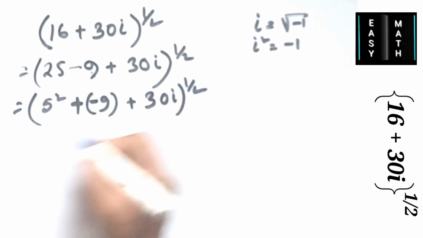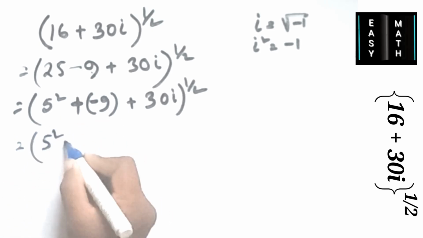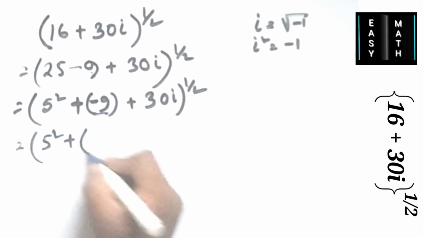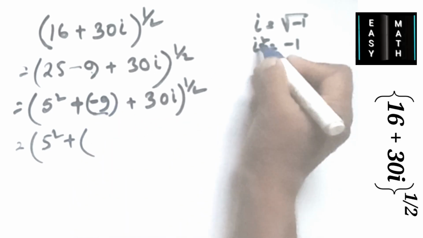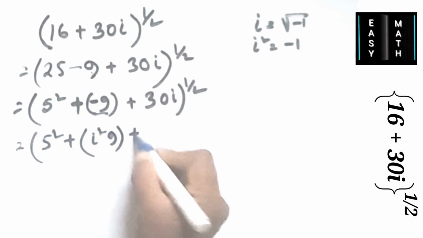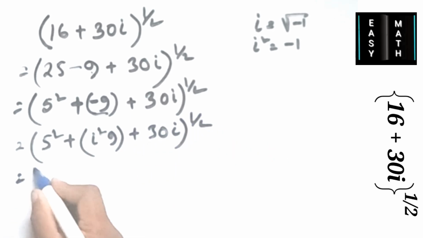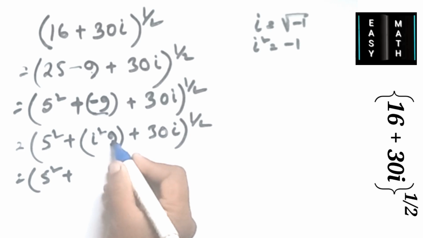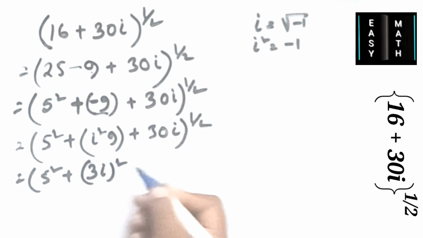So this is 5 square and plus, and this we can write as minus 1 into 9. So minus 1 is i square. So we can write i square into 9 and 30i. Now this is 5 square plus i square and 3 square is 9. So we can write 3i square.